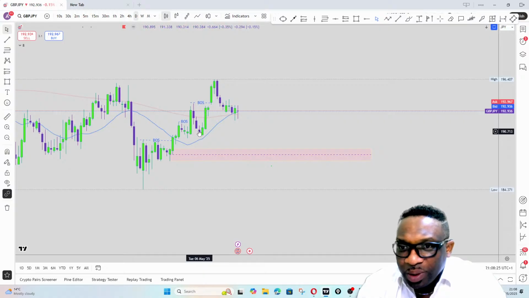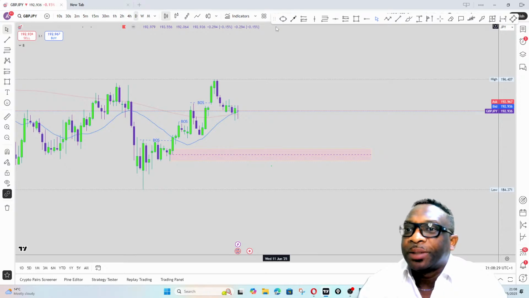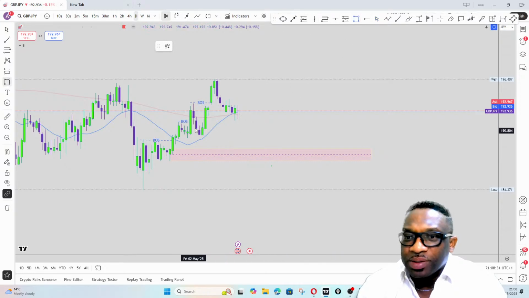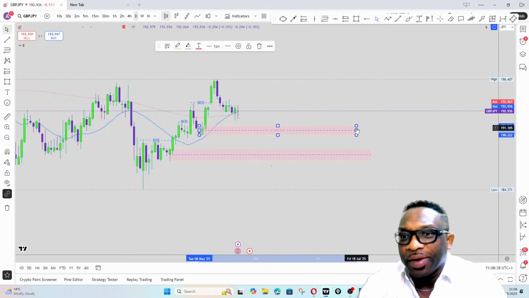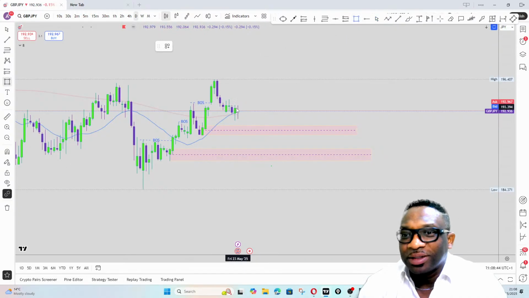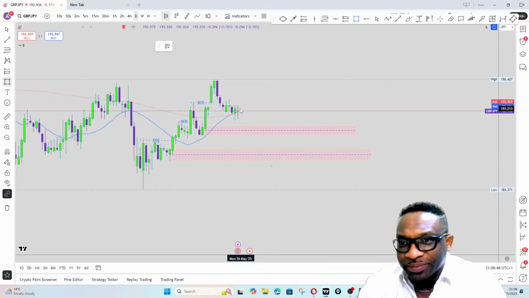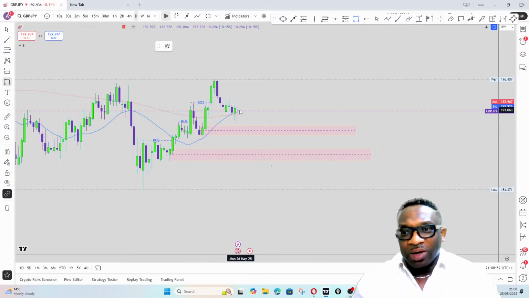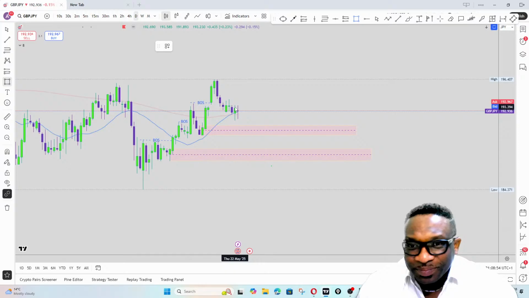Then we have another one, this breakup structure here. We have another one here, so we'll mark that one as well. Pick the high to the low. So this is on the daily time frame, so we will go down to the smaller time frame to refine what we have marked on the daily in order to help us identify where our point of interest is.